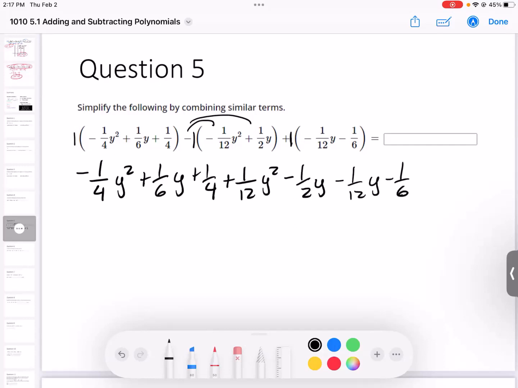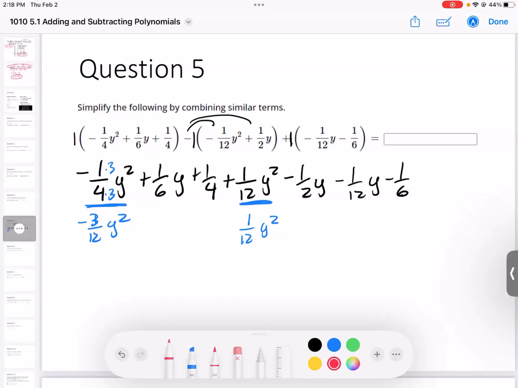So now I need to look at what I want to combine. I'm going to start with my y squared terms, which are these two terms. And if I have negative 1/4 and I'm adding 1/12, I need to follow the rules for adding fractions, which means I have to have common denominators. So I'm going to multiply the top and the bottom of this fraction by 3 so that I have common denominators of 12ths. That's going to give me negative 3/12 y squared. And that will match the 1/12 y squared here so that I can combine those terms.